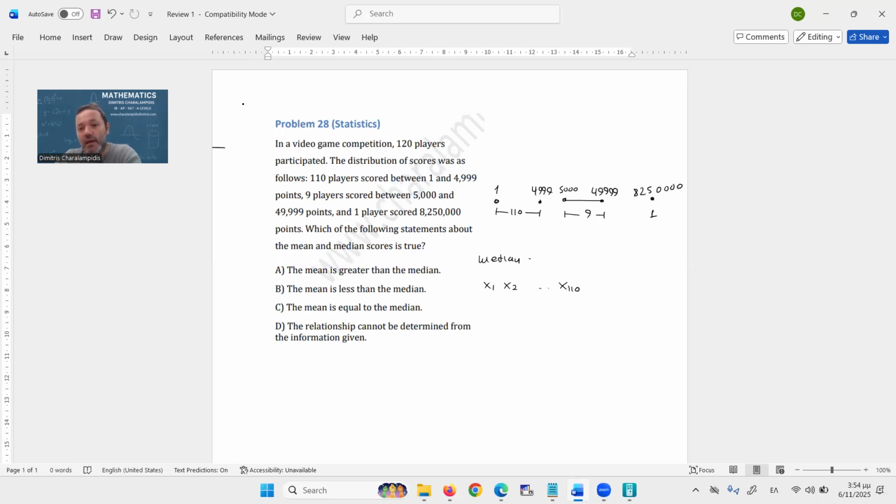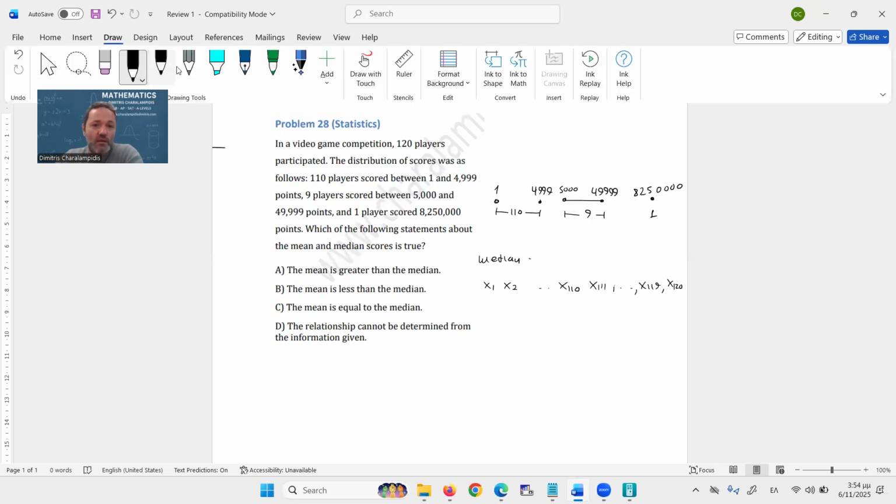Then that would be followed by another 9 values, which were all between 5,000 and 49,999, so up to 119. And finally, the 120th value, which would have been the last one, would be the one of 8.25 millions. And what would I do next?